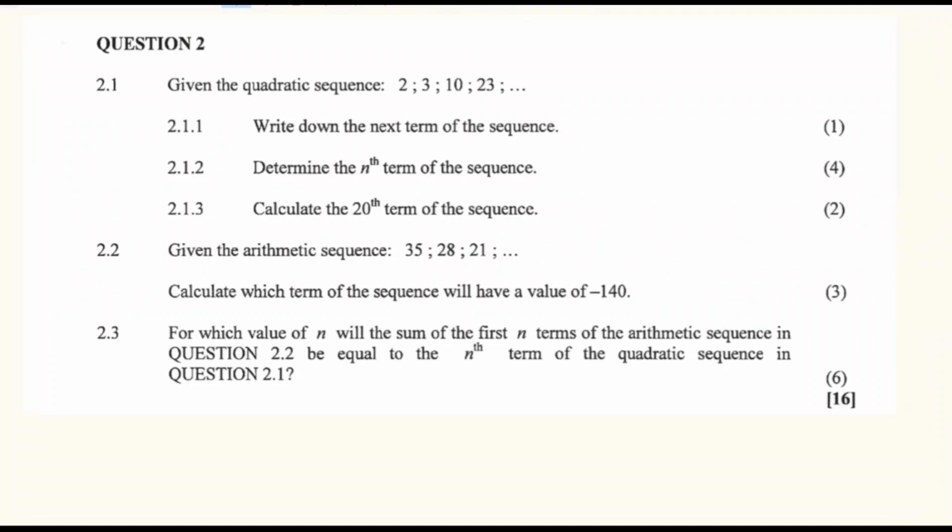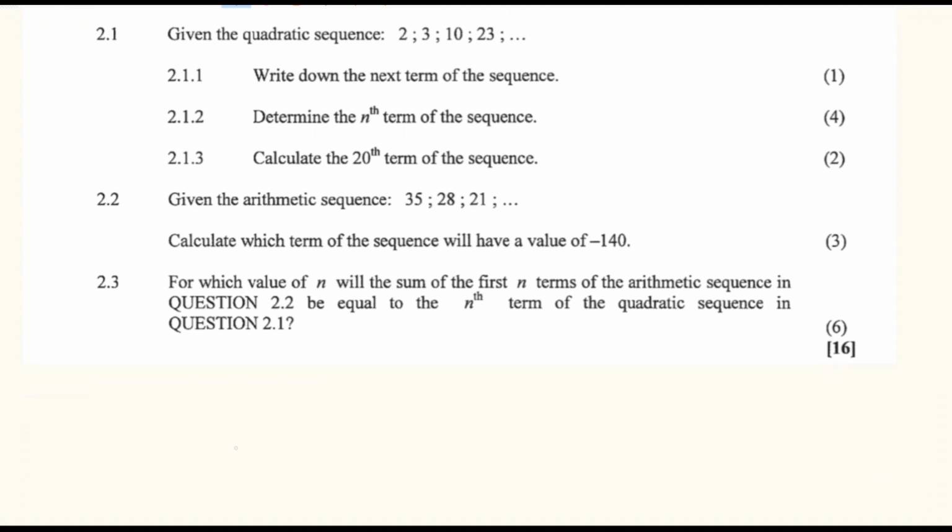My name is Bino. In this video, we go through the following question, which is based on quadratic number pattern. 2.1, we are given the quadratic sequence with 2 as the first term, 3 as the second, 10 as the third term, and 23 as the fourth term. And 2.1.1, we write down the next term of the sequence.